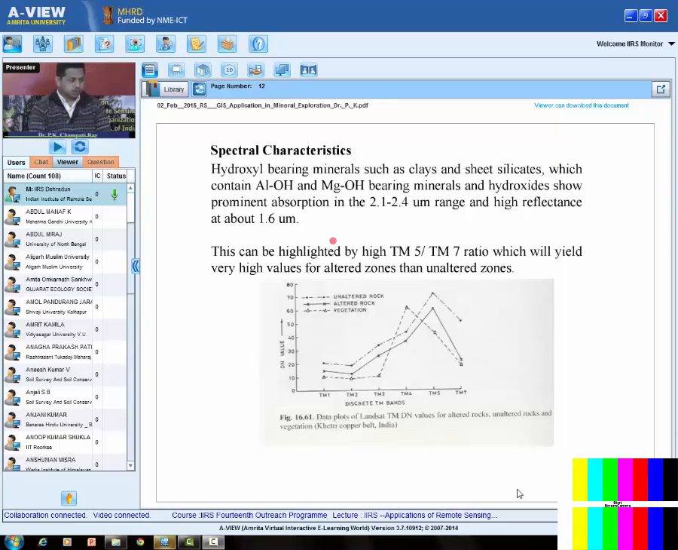Now, the ratio of the TM5 and TM7 yields high values for the alteration zones compared to the unaltered zones. So in a way, this ratio helps to find out which are the areas having the altered minerals, like the clay minerals. So from that altered product, we can look at the parent mineral, and from the parent mineral, we can look at the association, and from the association, we can say what kind of deposit would be there, or whether there is a possibility of finding the extension of a known deposit.